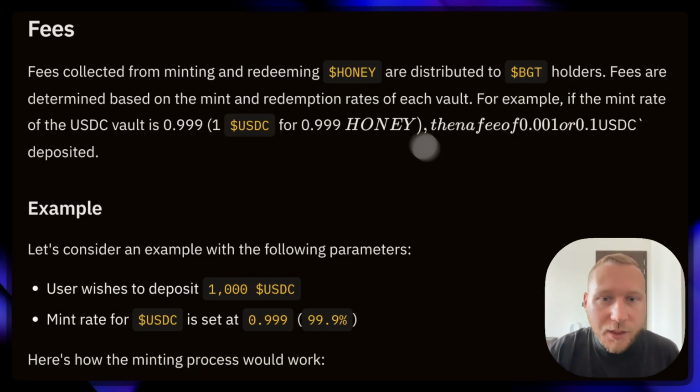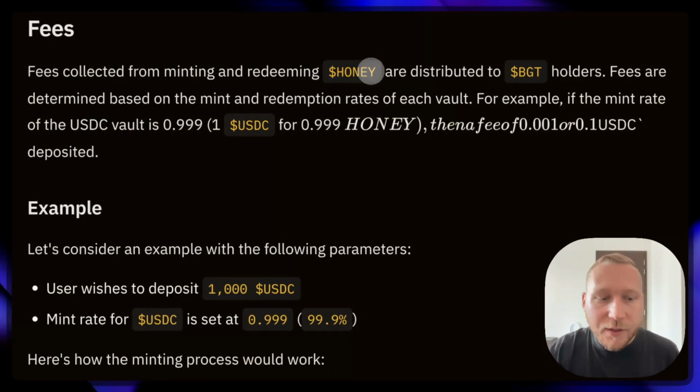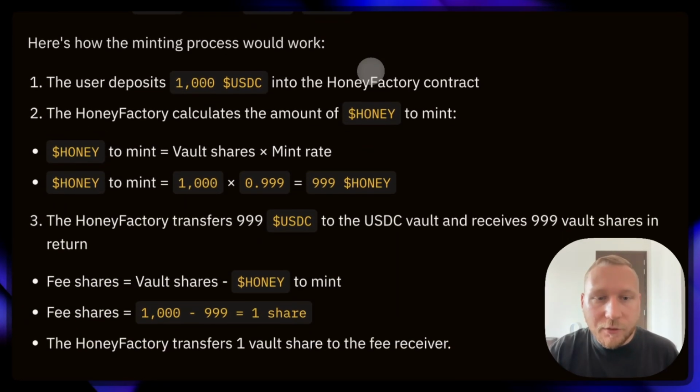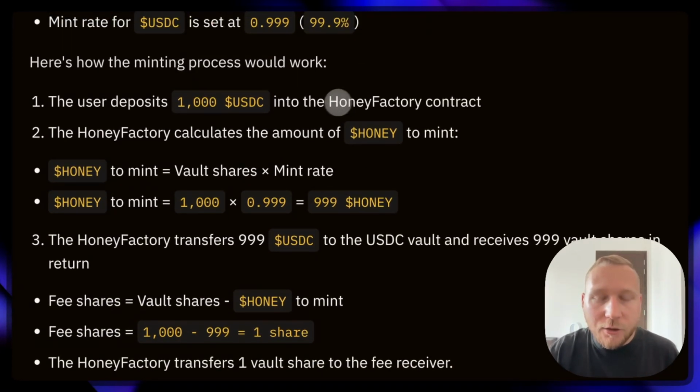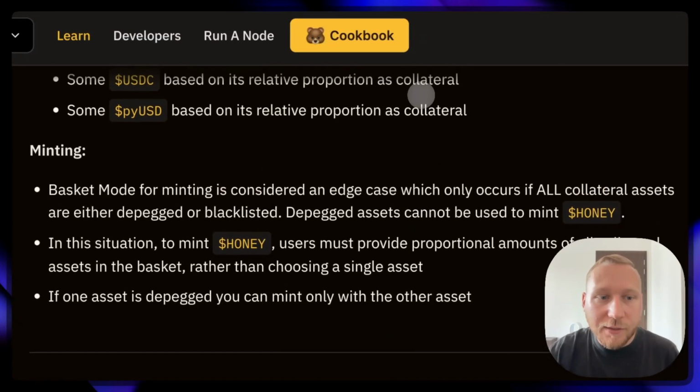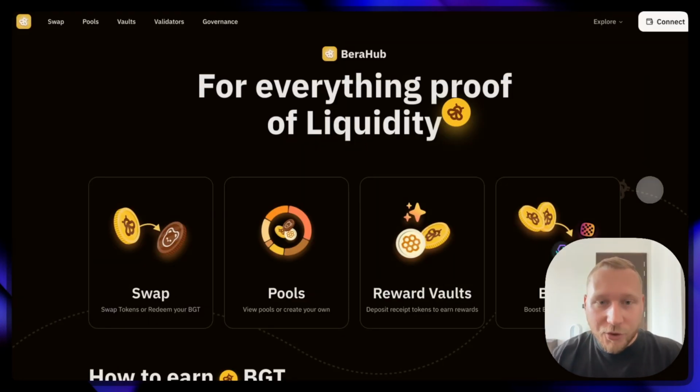From my understanding, in the beginning at least, Honey is only minted and backed by other stable assets, but eventually there will also be governance proposals in the Honey Factory to adjust that and also adjust the minting parameters and collateralized assets. Now let's look into the Berachain ecosystem, some highlighted applications from different verticals, and also the heart and soul of Berachain for users at least, which is the Bera Hub.